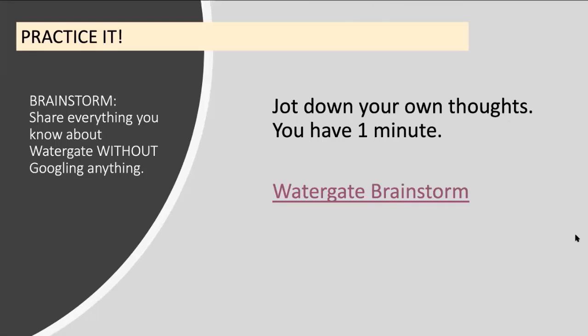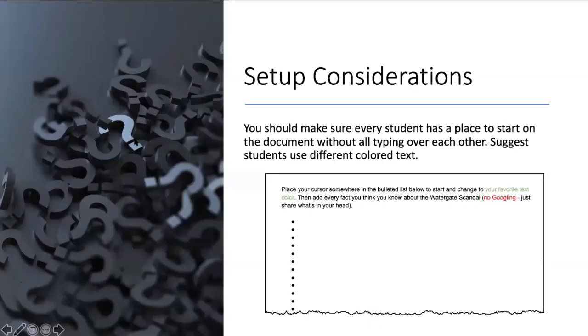So I'm going to jump back over to my PowerPoint and just give you a few tips about how to set these up well. One, you should make sure every student has a place to start on the document without all typing over each other. I think this is a classic mistake that newbies make. They make a document and they give the directions, but there's only one place to place your cursor, and everybody places their cursor in that one place, and then they're all typing over each other, right? So you notice that when you went to this document, I had a whole bunch of bullet points going down the page so that you could jump to some line and start typing. I do think it also helps to have people change colors.